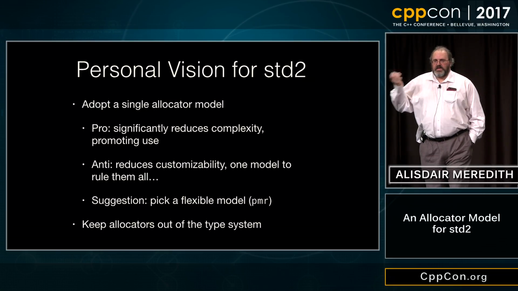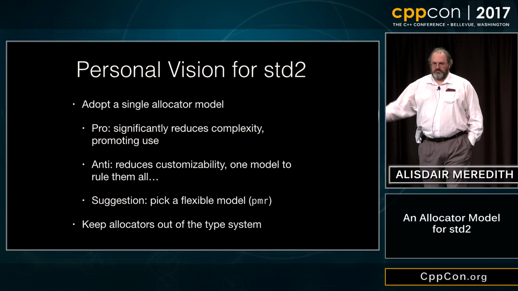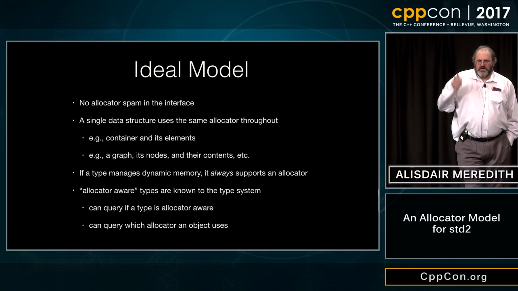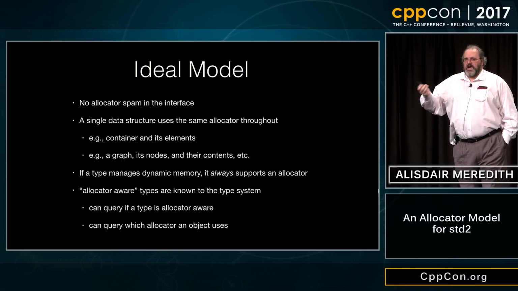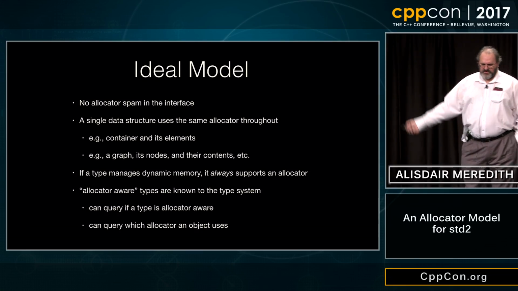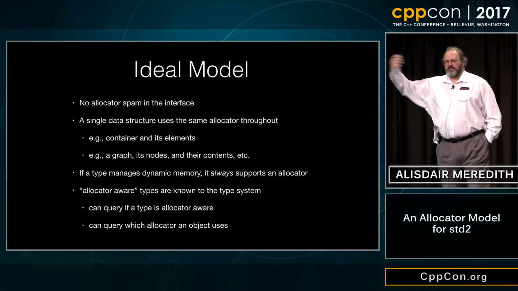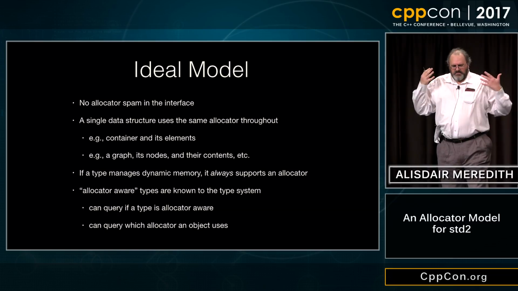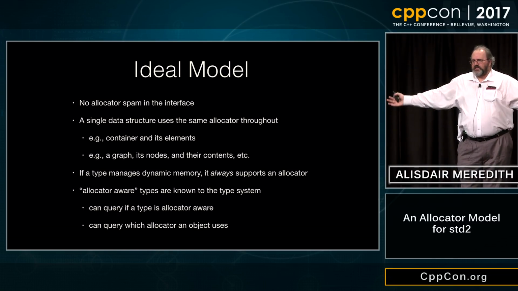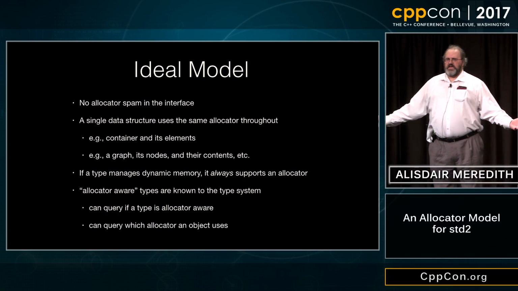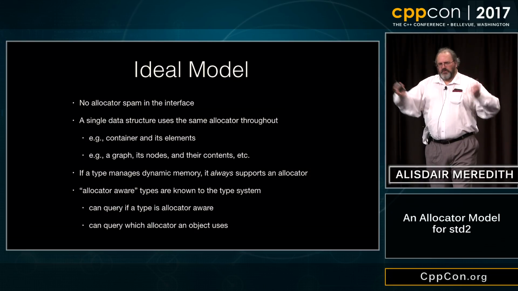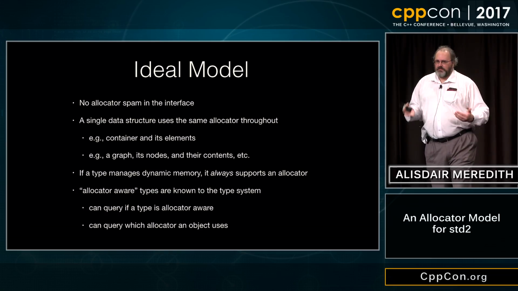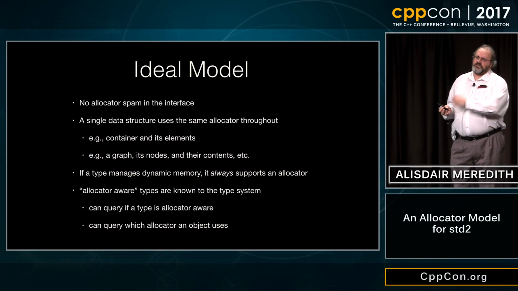And the key thing is we keep allocators out of the type system, which greatly simplifies things and gives us the vocabulary notion. We want to keep allocator spam out of the interface. None of those constructors everywhere all taking allocators. We need to find a different way to get the allocators into the objects. We're going to bake in the notion that if I've got a data structure, the whole data structure will always use the same allocator. That's going to be built into this model. It's a built-in assumption. If a type does manage memory, it will always do so using this allocator system.